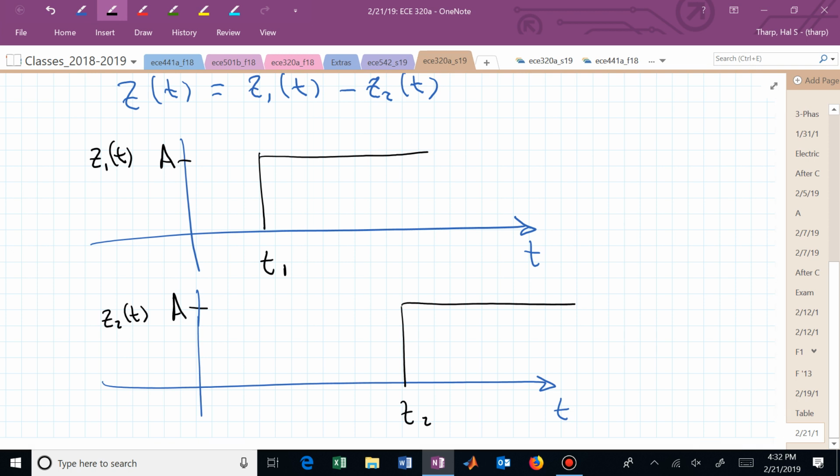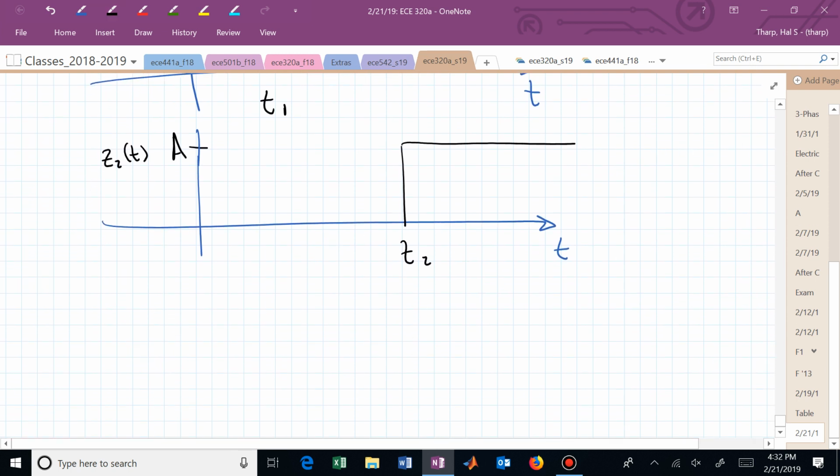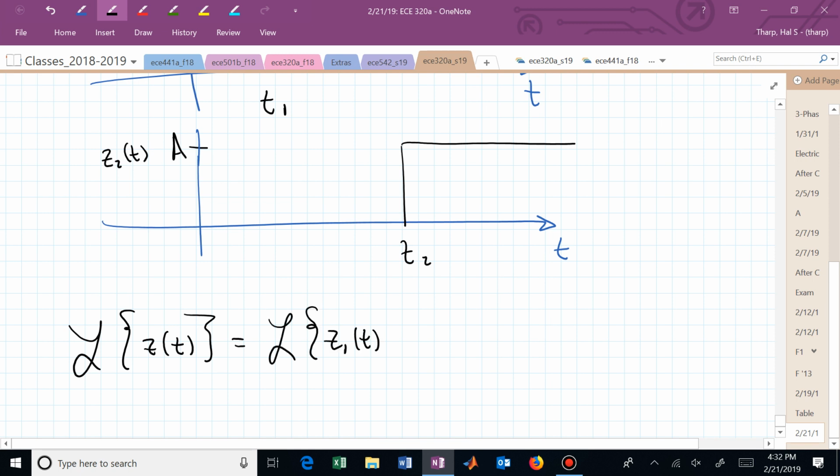And we know how to find the Laplace transform of z1. We know how to find the Laplace transform of z2. And the Laplace transform is a linear operation. And so we can combine those results. We can now say that the Laplace transform of this pulse, which we called z of t, is the Laplace transform of z sub 1 of t minus the Laplace transform of z sub 2 of t.